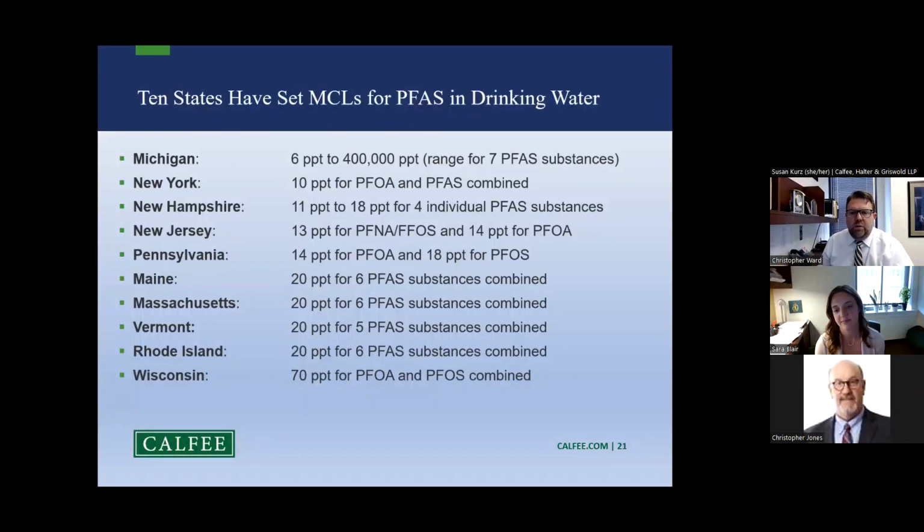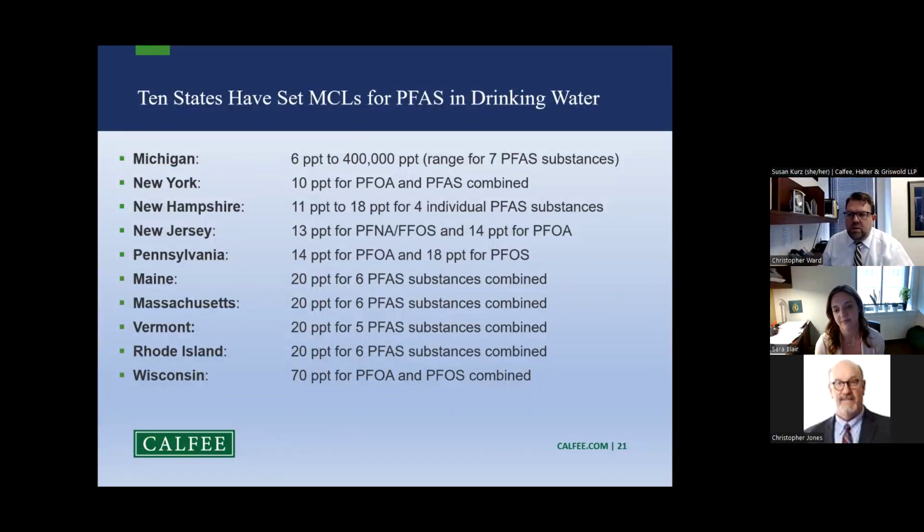Let's start with the first category of state drinking water regulations, those with enforceable MCLs. We've got 10 states that have set MCLs for PFAS in drinking water. Many of these are in New England, and those are following a similar path in terms of their MCLs, as you can see, looking at Maine, Massachusetts, Vermont, and Rhode Island, following a similar path with their state regulations.